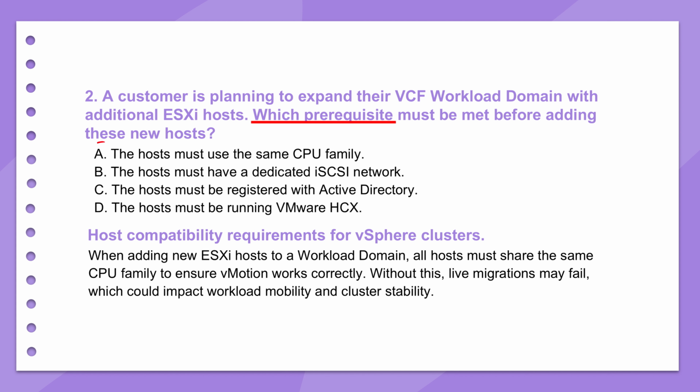Okay, same CPU family. But why exactly? I mean, if one processor is just a slightly newer model, wouldn't they still mostly work okay? What's the big problem it avoids? Well, the big problem is that it breaks critical functions. The main reason is compatibility for features like vMotion.